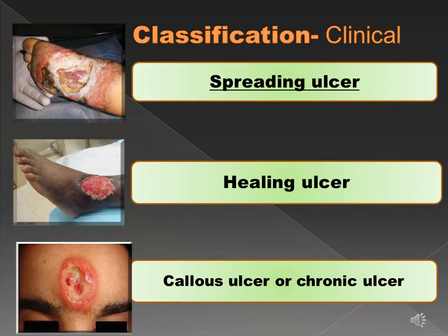The next one is a healing ulcer. In this condition, the edge is sloping in nature. Healthy pink red granulation with or without serous discharge is present. The next one is a callus ulcer or chronic ulcer. In this condition, the floor contains pale unhealthy granulation tissue. The ulcer has no tendency to heal, lasts for many months to years, and the important part, in this condition the floor is indurated.